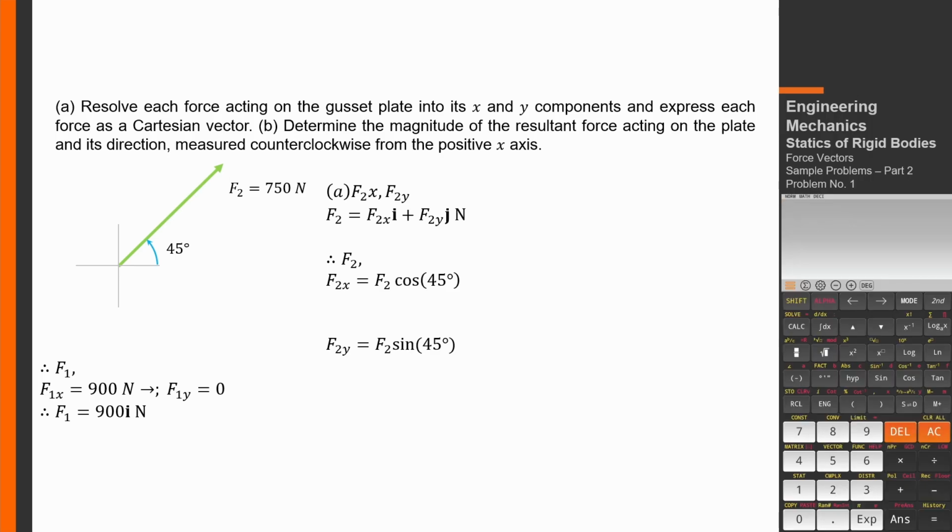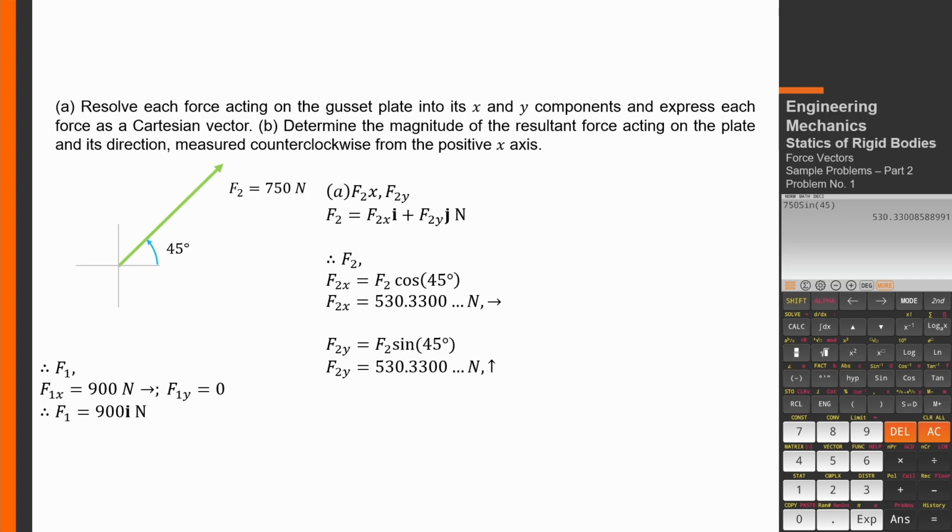So, therefore, 750 cosine 45, tapos yung 750 sine 45. Kaya yung x component, 530.3300, and so on. Tapos yung y component, 530.3300 din. So, tulad lang yung cosine 45 tsaka yung sine 45. Para dun sa x component ng second force, so 530.3300, and so on, newtons going to the right.